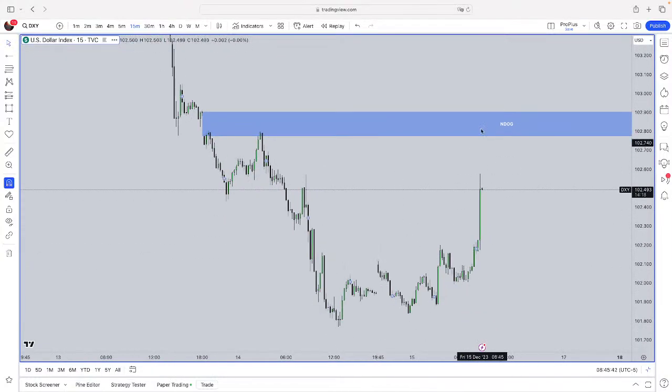Let's take a look at the dollar. Dollar potentially wants to run back into the daily opening gap. There's a buy side here. That's just ran, so be careful, could have a pullback.